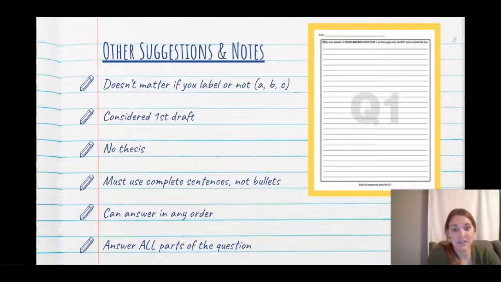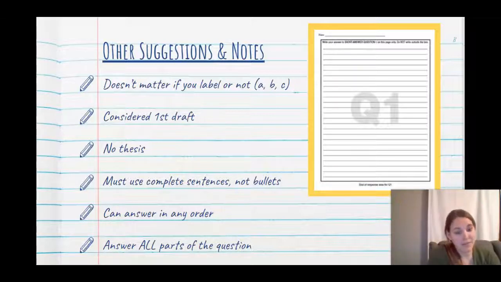Okay, other suggestions and notes. It doesn't matter if you label or not. So it could be one big paragraph. As you can see here, this is an image of the box you have for each question. You can't write outside of the box. You can't write on more than one page. This is it. This is the space that you're given. So you can write it in paragraph form, or you can label it A, B, and C. Again, you could write it in any order. So you could write C, B, A, whatever order you want.